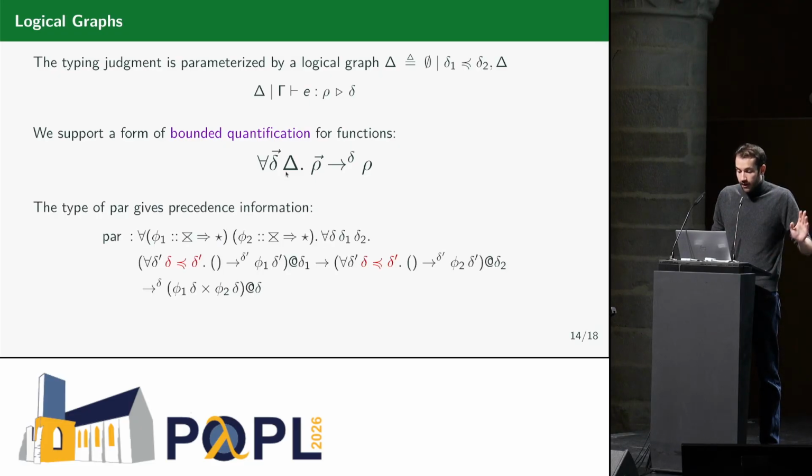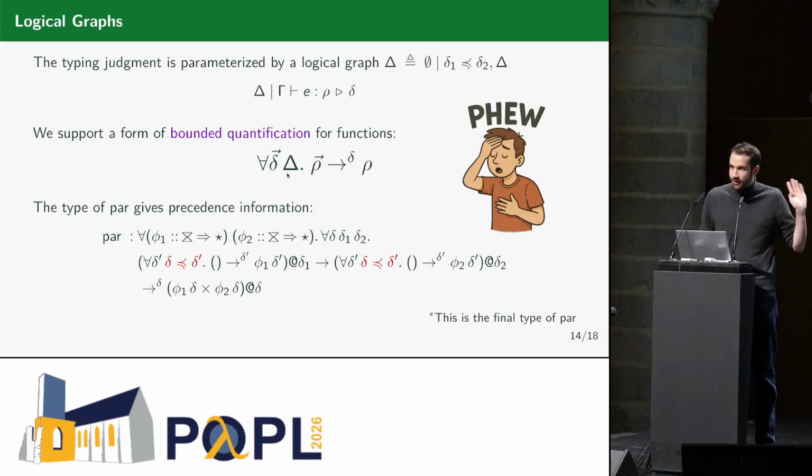And then we can add this information in par. So first of all, this is the final type of par. This is the most complex one. And it says here, for the two closures that par takes, okay, for any timestamp delta, I know delta prime, that I know will succeed delta, I will run on delta prime. So really, these two closures here now specify that they will be called at some subsequent timestamp.